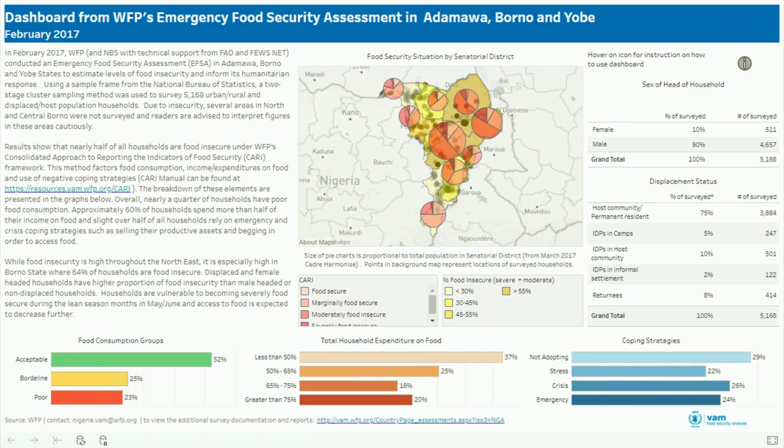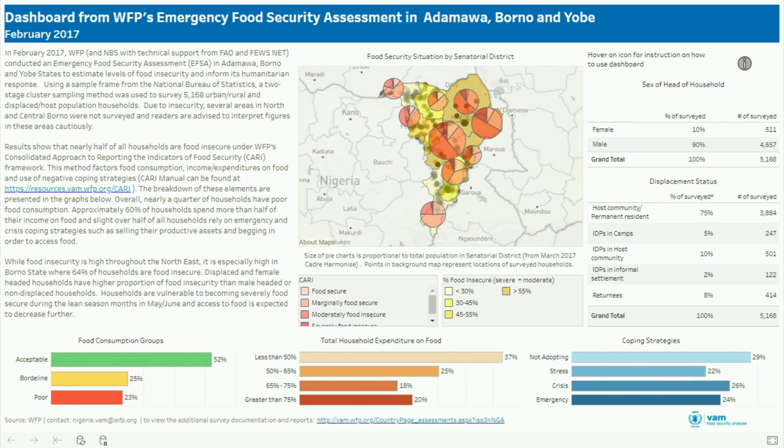So here I have an example for you. This is a dashboard of WFP's emergency food security assessment in the 3 states in northeastern Nigeria. So this dashboard takes data from these different data streams and summarizes it and presents it into this dashboard. What really makes this possible is the user-friendliness of Tableau.